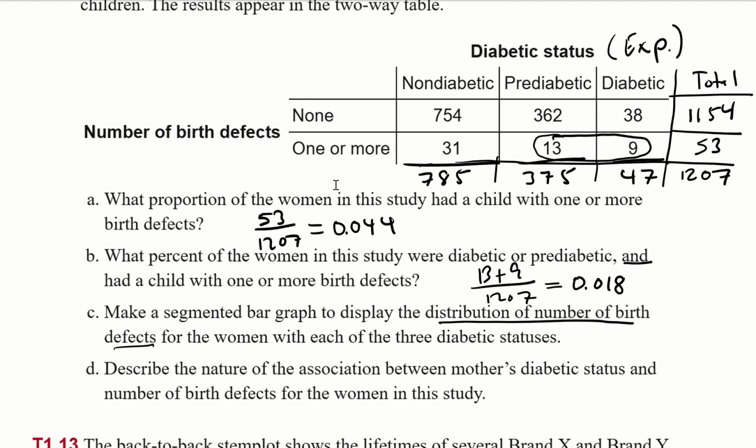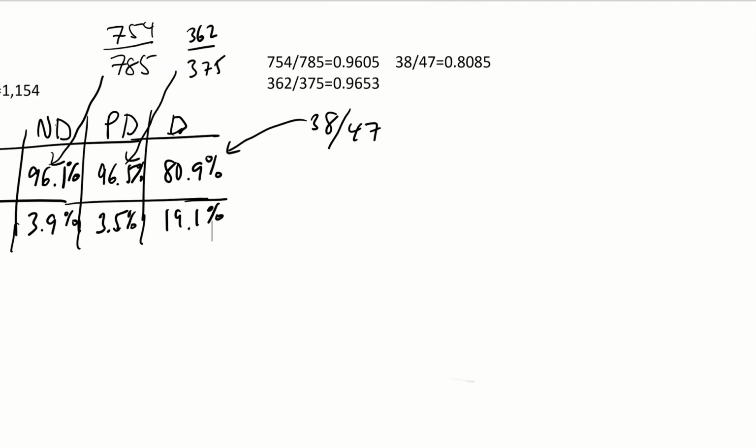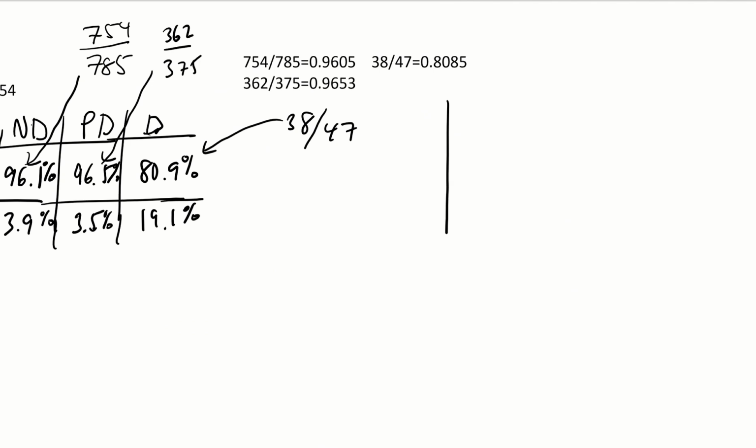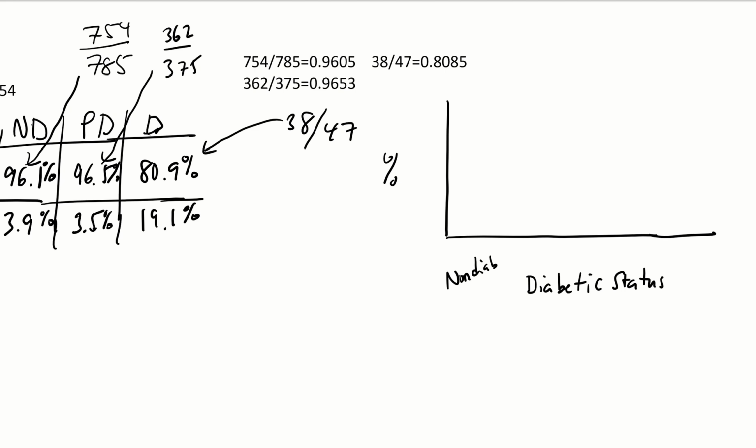All right, so let's do the segmented bar chart over here. So here we got percent, and then here we got the diabetic status. So here we got non-diabetic. We had pre-diabetic. I'm going to move this down just so I have more room. Yeah, pre-diabetic. And we had diabetic.